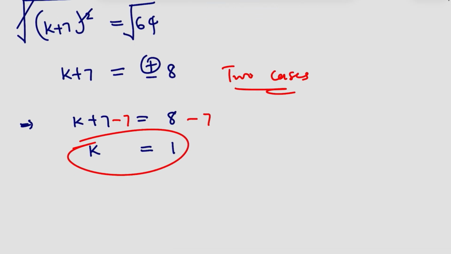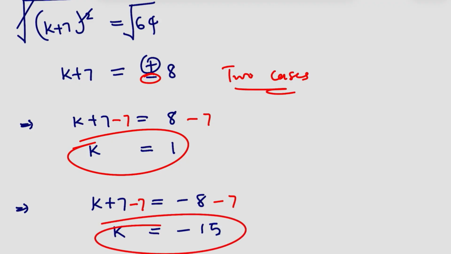Now the second case would be when the solution is negative 8. So we are going to have k + 7 is equal to negative 8. So what we are going to do, just like we did earlier, will be to subtract 7 from both sides. And when we do that, we have k + 0 is equal to negative 15. So our two answers for this problem are simply 1 and negative 15. So that is using this first approach.